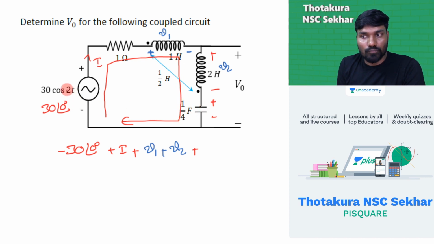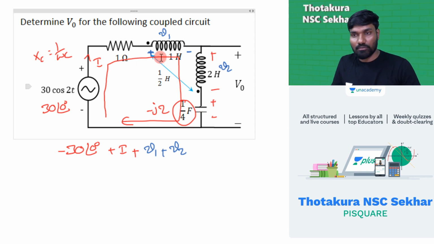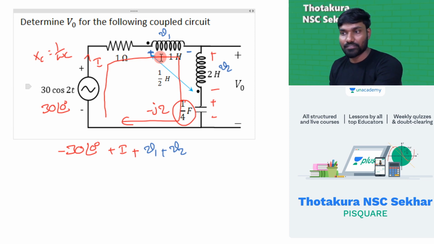XC is equal to 1 by omega C. Omega is 2, C is 1 by 4. You will get minus j. Let me put this XC value as minus j2. Okay, minus j2. Excuse me, guys. You try to write this equation. I'll be right back. Just solve this. Write the following equation.